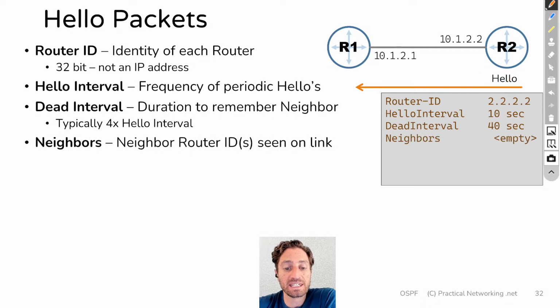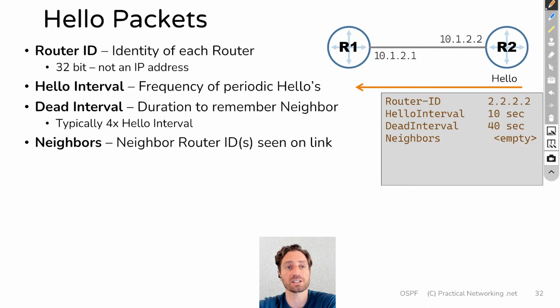The next thing we're going to talk about is the neighbors field. Now, this is actually a very important field, and we're going to unpack this in more detail later on. The neighbors field is essentially a field that says, here are the other neighbors I see on this link. At this point in time, router 2 is simply sending out these periodic hellos. It still hasn't heard anything from router 1. So router 2 doesn't know that any other router exists. Therefore, router 2's hello packet includes a neighbor field that says empty.